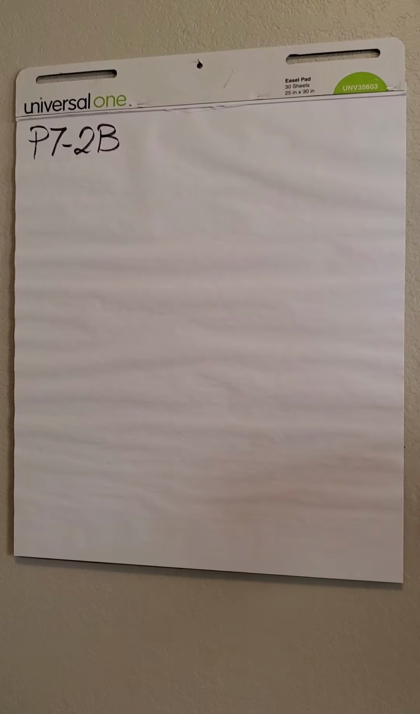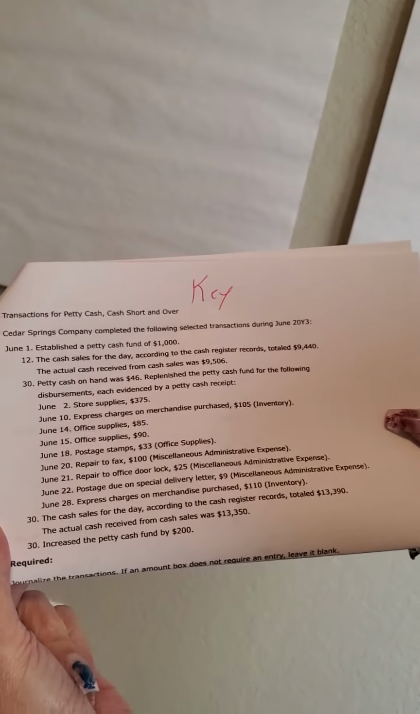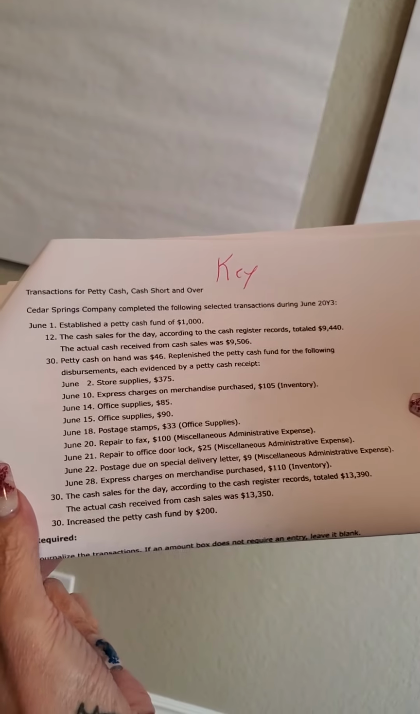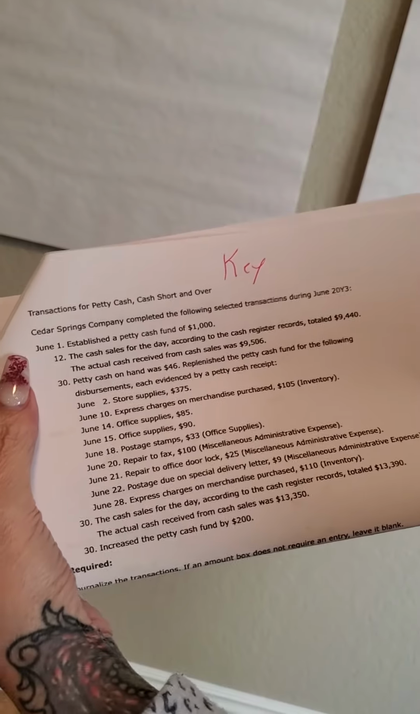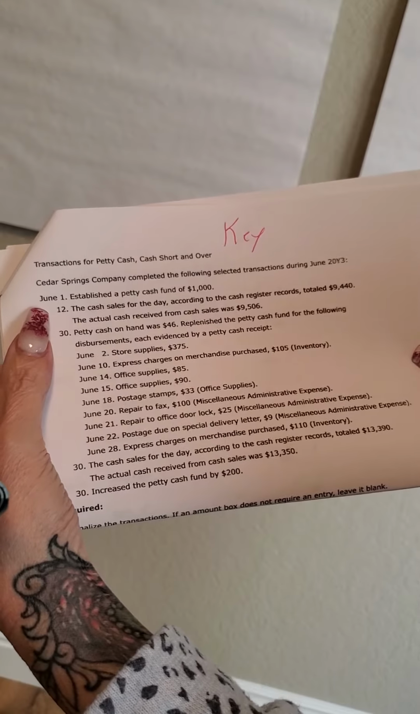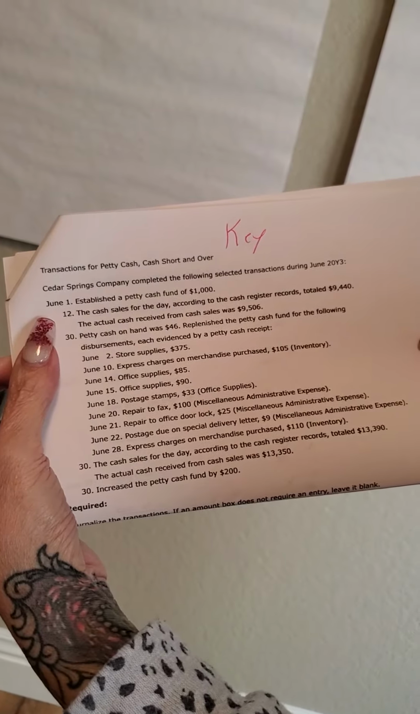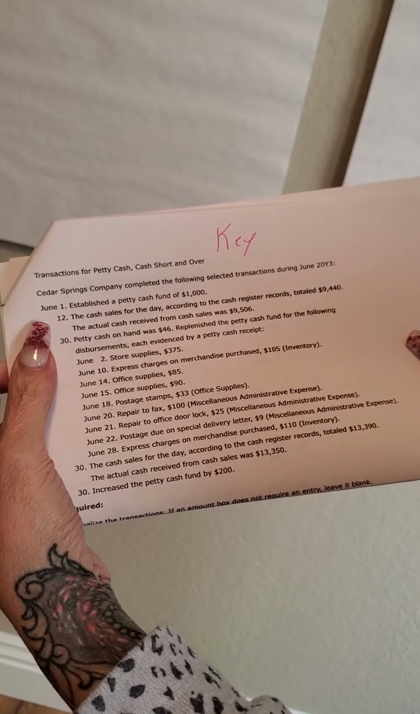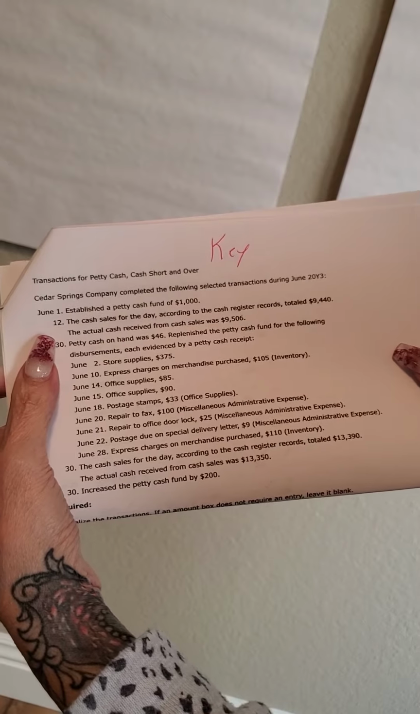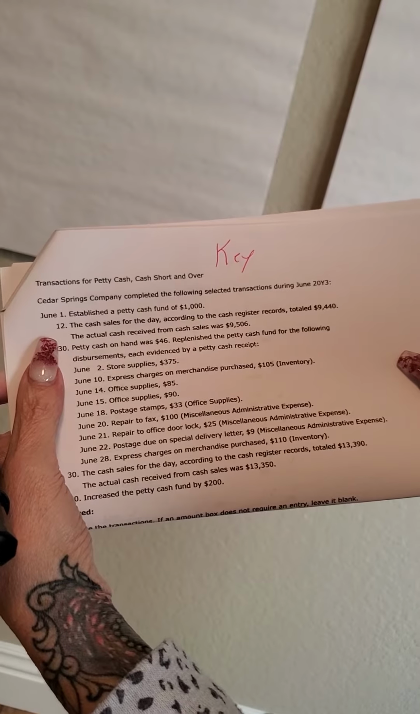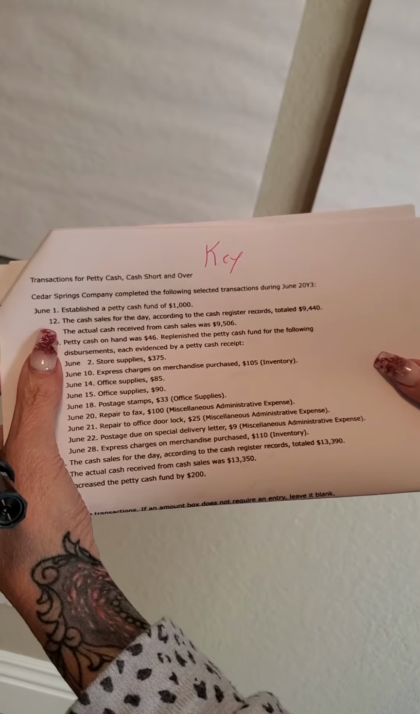So the problem here, and I'm going to show this to you, but hopefully you will have printed it up, shows us the transactions for Cedar Springs Company during June. They established a petty cash fund, and then throughout the month they had several things. The cash sales for the day, according to the cash register records, totaled $9,440, and the actual cash received from cash sales was $9,506. So we're going to learn how to use the cash over and short account to take care of that.